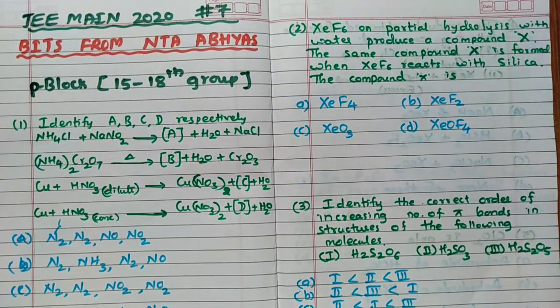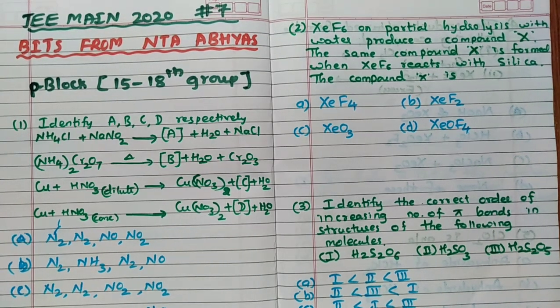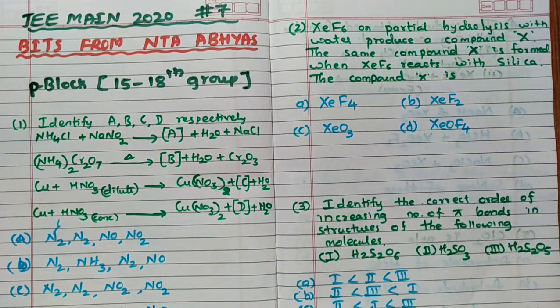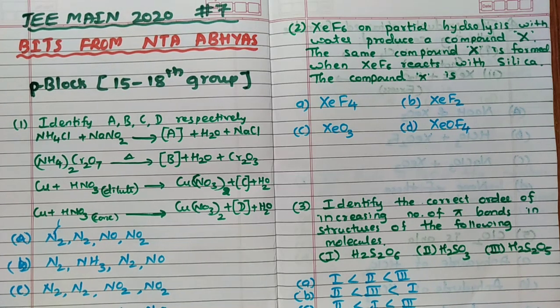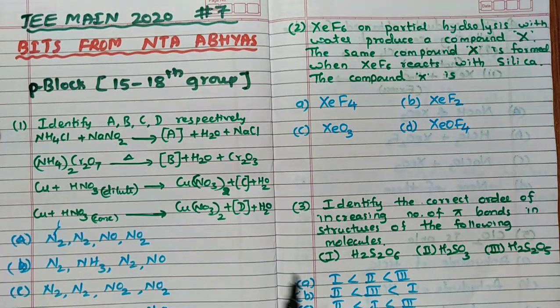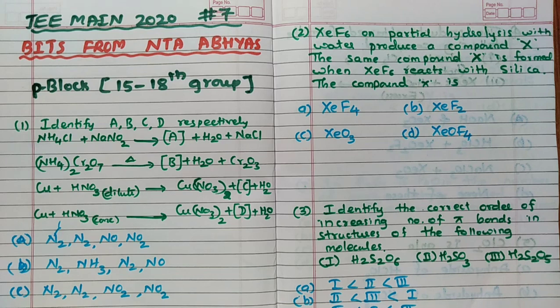So in today's class, remember, I am going to discuss JEE Main 2020, the 7th video on this JEE Main. Bits from NTA Abhyas, P block elements chapter, I have taken groups 15 to 18. All these questions I have taken from the NTA Abhyas app, remember that. If you have not gone through the previous six videos, please see them, definitely you will get some help from this. And these are all some booster for your exam preparation, remember.